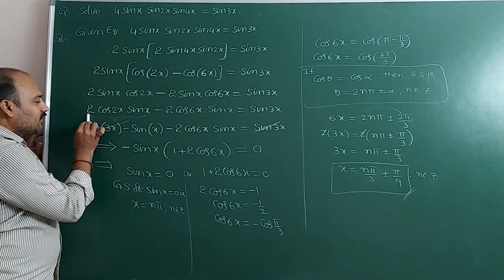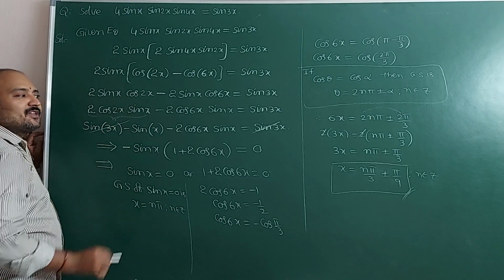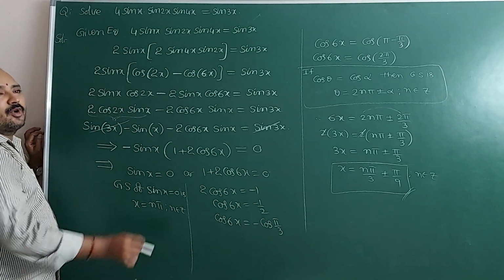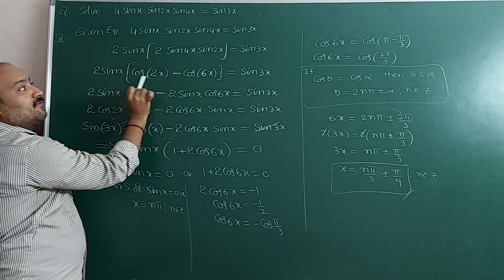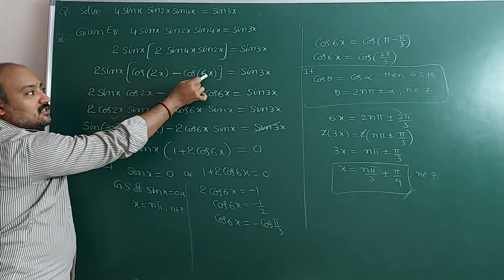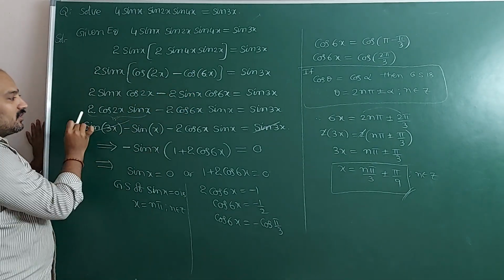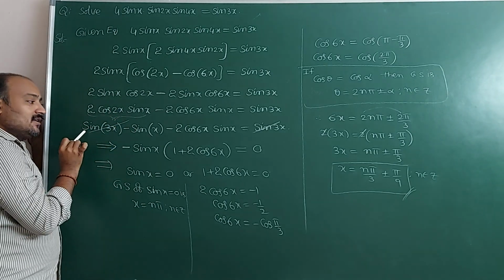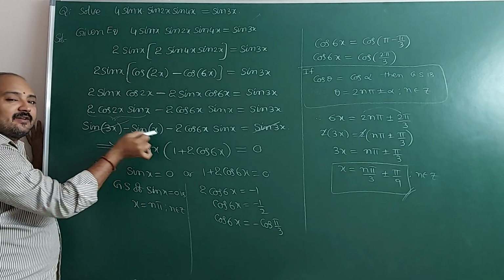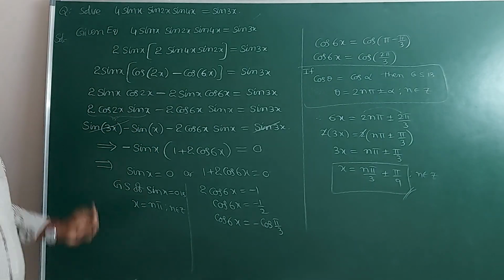Very important thing is we need to apply transformations. So very important here: 2 sin A sin B is cos of A minus B minus cos of A plus B. Here 2 cos A sin B is sin of A plus B minus sin of A minus B formula.